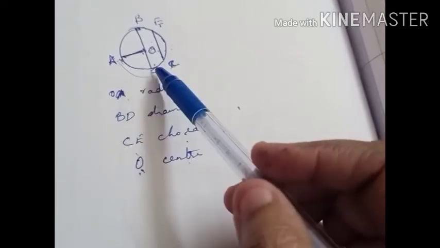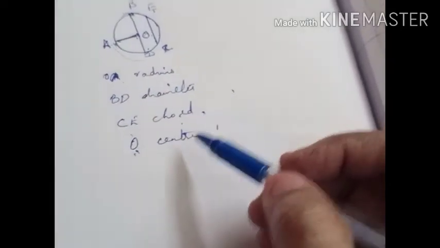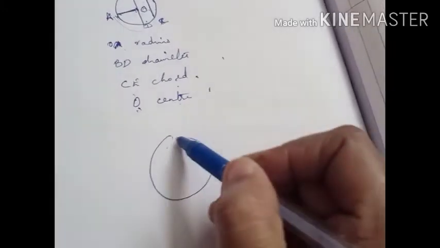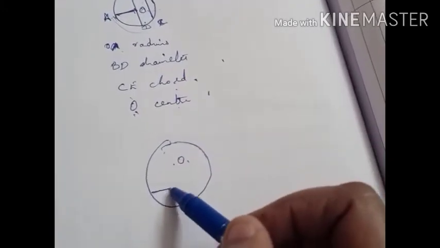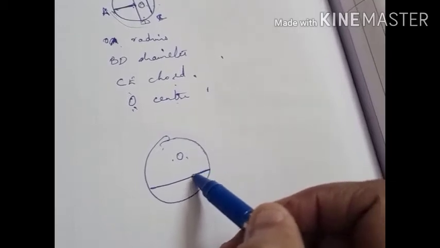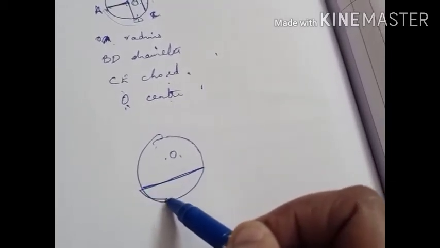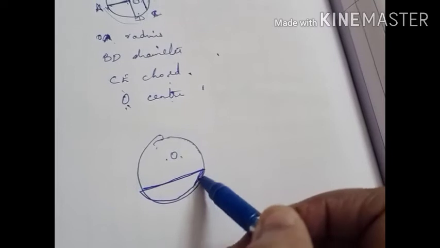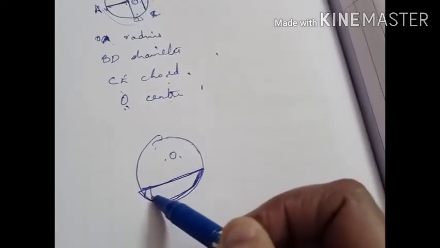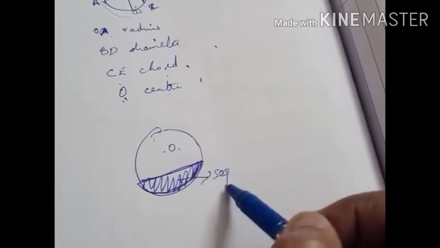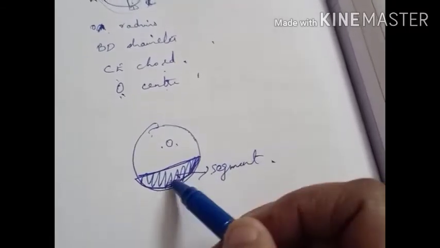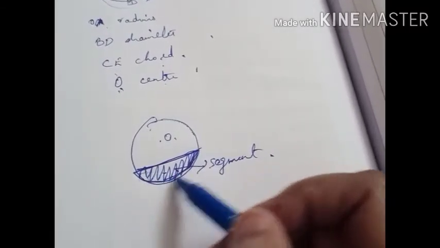The next is sector and segment. So here this is a circle with center O. Segment means the area enclosed by the chord and an arc. Arc means part of a circle. So this part is known as segment. This is the segment, the area enclosed by the chord and an arc.